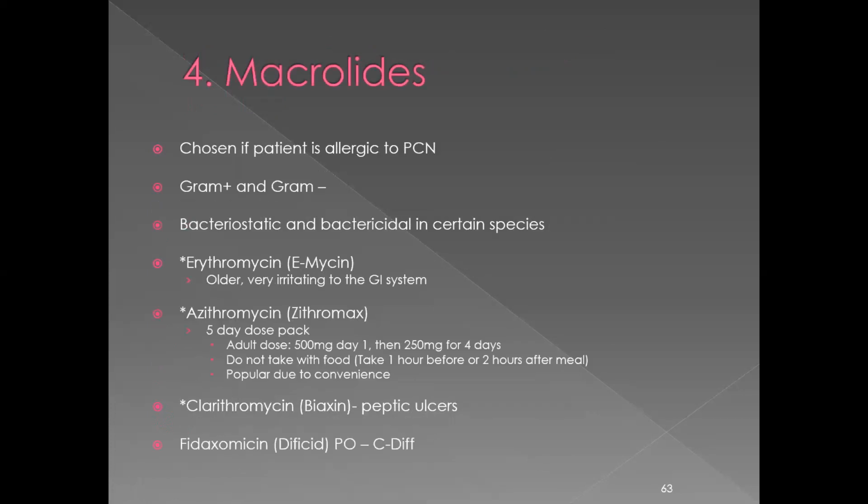All right, our fourth one is macrolides. This is chosen if a patient is actually allergic to penicillin. It is gram-positive and gram-negative. It's bacteriostatic and bactericidal in certain species. Common ones here are erythromycin, which is older, very irritating to the GI system. And then there's azithromycin, which is a 5-dose pack. Adults usually get 500 milligrams per day, then 250 for 4 days after that.